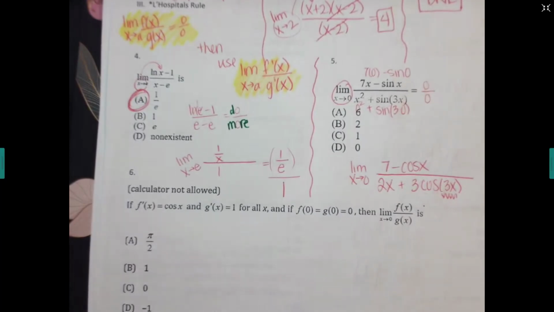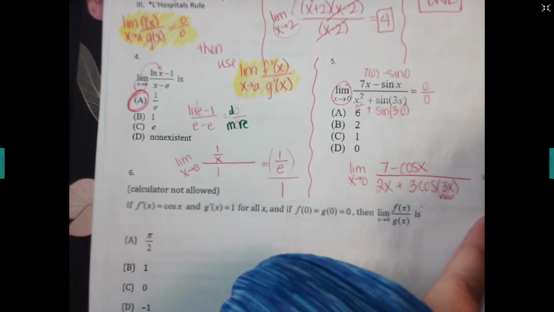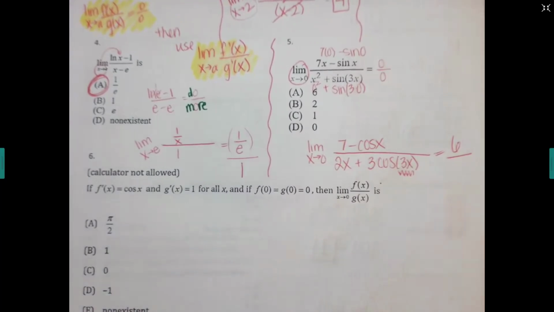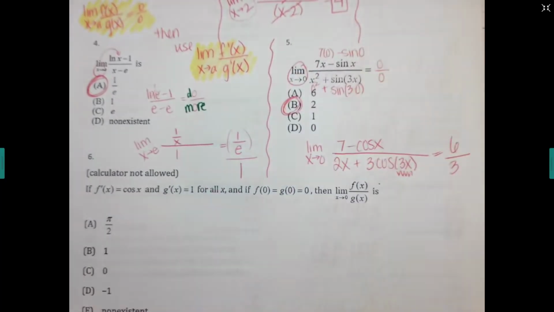Then remember, our goal is to plug in that 0. So I have 7 minus the cosine of 0. Does anybody remember cosine 0? It's 1. What's 7 minus 1 on top? 6. Then on bottom, 2 times 0, this guy's going to cross out. But then what's the cosine of 0? 1, but I have to times it by 3, means that's really a 3. And then 6 divided by 3 is going to be 2. All right, go ahead and turn the page. Y'all are doing a great job.